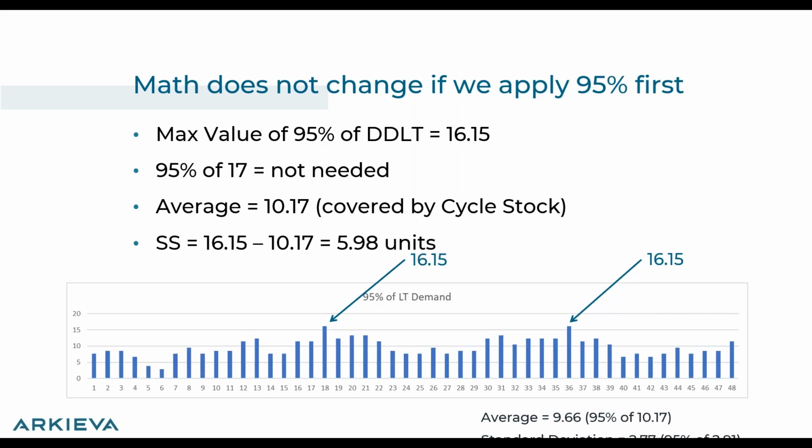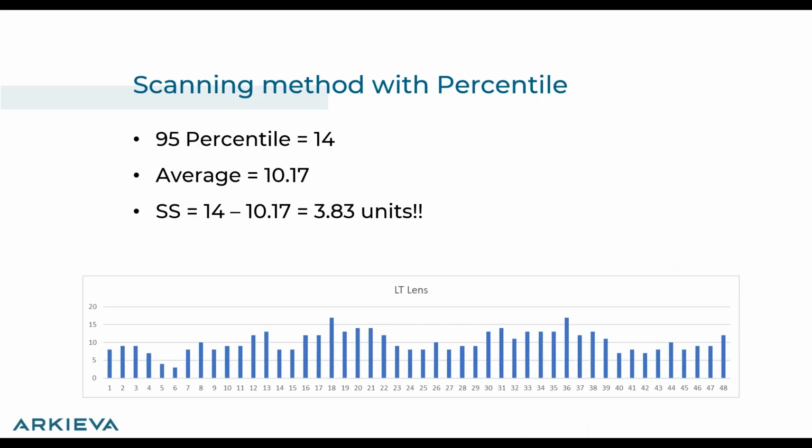That's easy enough. Some may actually do the math slightly differently. They may actually apply the 95% before they do the summing, which is fine. It'll not really change the math. The sum now in every individual 7-day box, the maximum you will get is equal to 16.15, which is nothing but 95% of the previously calculated 17. And the safety stock will come to exactly the same number, 5.98 units. So this is the method that I call scanning. I'm not aware of a more formal name for it.